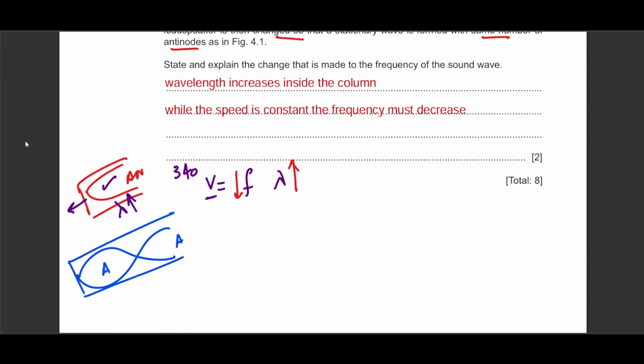decrease. So based on this idea, since the wavelength is going to increase in the column because we're physically changing it, the speed is constant. It has to be. So if you're increasing the wavelength, the frequency decreases, or you have to decrease the frequency produced by the speaker. Frequency must decrease, produced by the source.